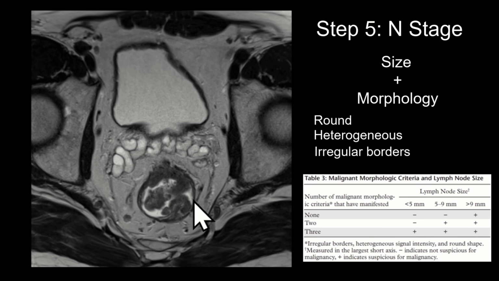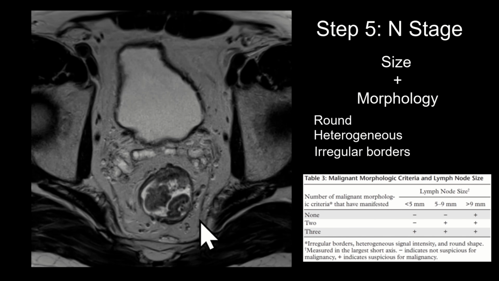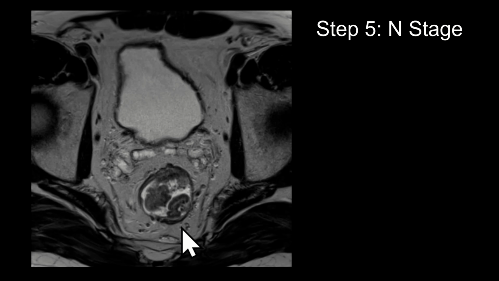So nodes over 9 millimeters in short axis and with no other suspicious features are generally considered to be involved, but even smaller nodes with other suspicious features would be suspicious. We cover this in more detail in our course, but you can use the table on the screen as a guide. In this case, we have a 6 millimeter mesorectal node here on the right that has a rounded morphology, but no other suspicious features. Based on the table on the screen, this should be mentioned in the report as possibly involved, but does not meet criteria to call definitely involved. There are other small mesorectal nodes here as well that do not meet criteria for involvement.